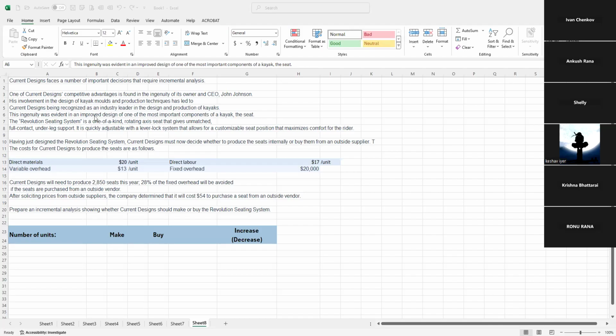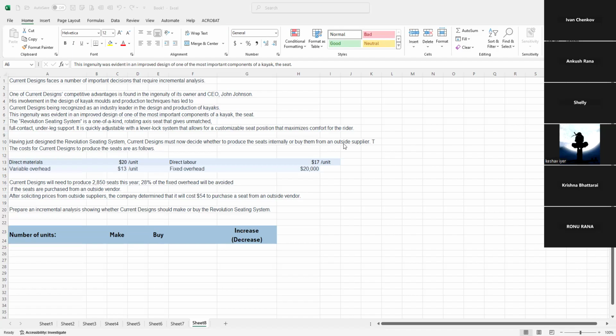Ingenuity was evident in the improving design. One of the most important components of the kayak is the seat. The revolution seat system is one of a kind, with a rotating axis, and so on. This is quickly adjustable. Now, having just designed this, we're getting to the interesting part. The company must now decide whether to produce the seat internally or buy them from outsiders. That's where we are now. So what's the decision we have to make? Make versus buy, right?